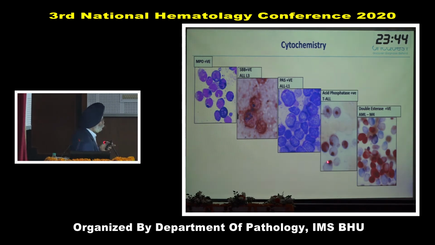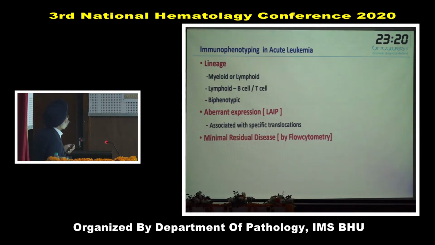Acid phosphatase, with an orange colored polar deposit, is more suggestive of PALL. And double esterase: the orange ones are the monocytic and the blue ones are the myeloid. So in myelomonocytic leukemia, we used to do double esterase in M4, especially in M4 with eosinophilia.